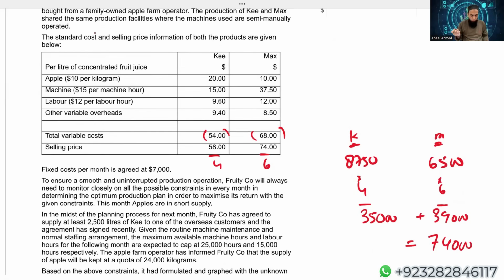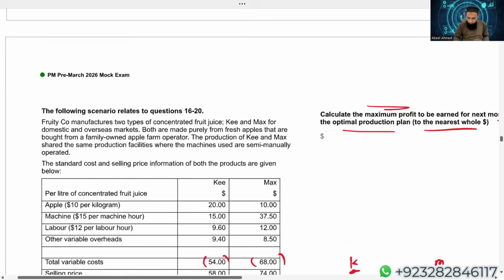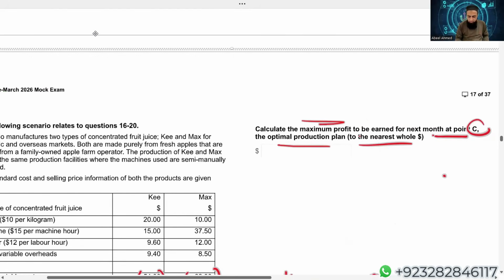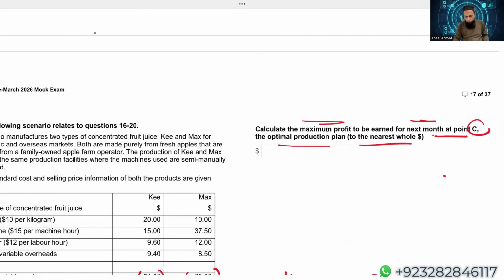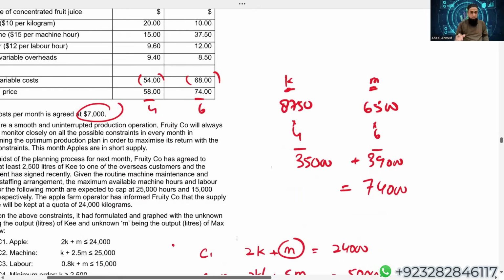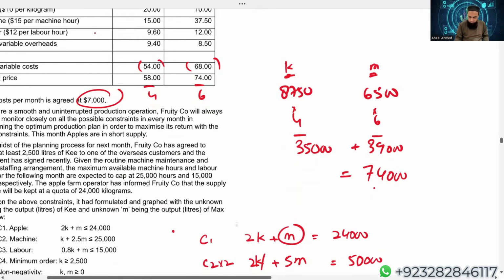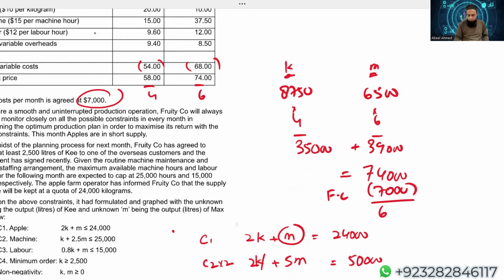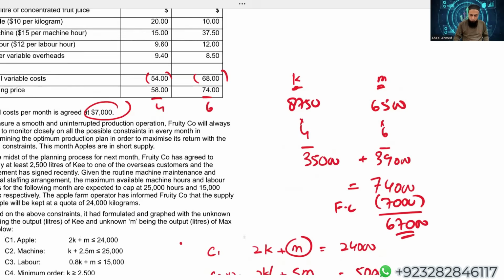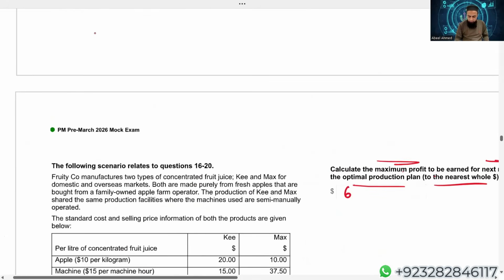Now let's see. Fixed cost per month, they have given us 7,000. If you read the question, calculate the maximum profit to be earned in the next month at point C. So we have calculated the maximum contribution for the next month. Now let's deduct the fixed cost, which is 7,000. Maximum contribution minus the fixed cost gives us the maximum profit, which is 67,000. So your answer is 67,000. Those students who stop at maximum contribution will lose marks. So you have to read the question nicely.